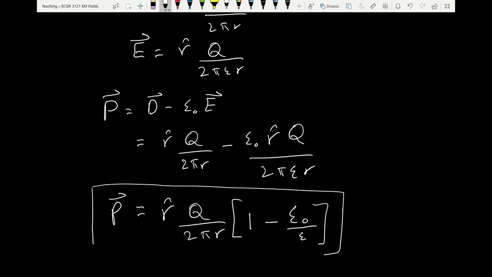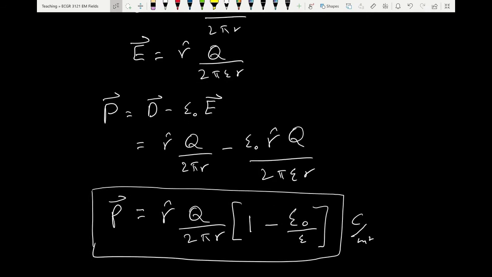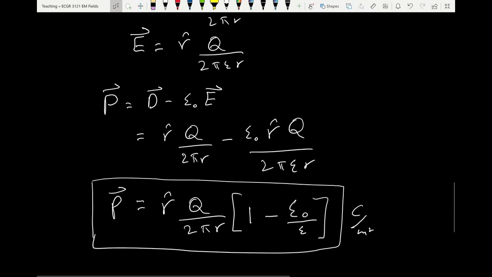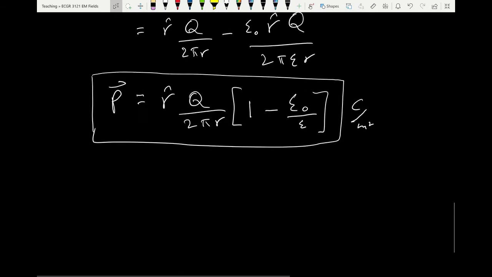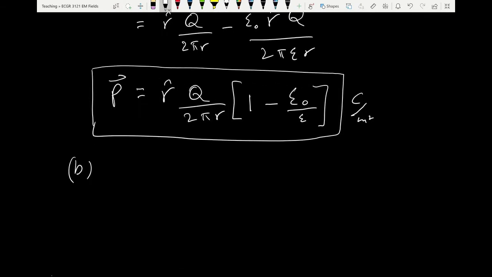This is the polarization vector, right? So in Coulomb per meter squared. So that covers part A of that problem, finding the polarization within the material. The next part of the problem is finding the volume charge densities and the surface charge densities in the material due to the polarization. Right, starting with part B, so we know the equation, right?